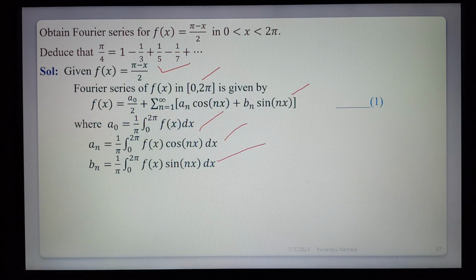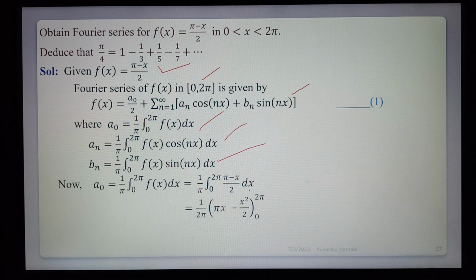Now first finding the a naught value. a naught is equal to 1 by pi into the integration from 0 to 2 pi of f of x dx, that is 1 by pi integration 0 to 2 pi of 5 minus x by 2 dx. So that is equal to 1 by 2 pi integration of 5x minus x square by 2 from 0 to 2 pi. Simplification gives 1 by 2 pi into 2 pi square minus 2 pi square, which is equal to 0. So a naught is equal to 0. Similarly we find an.